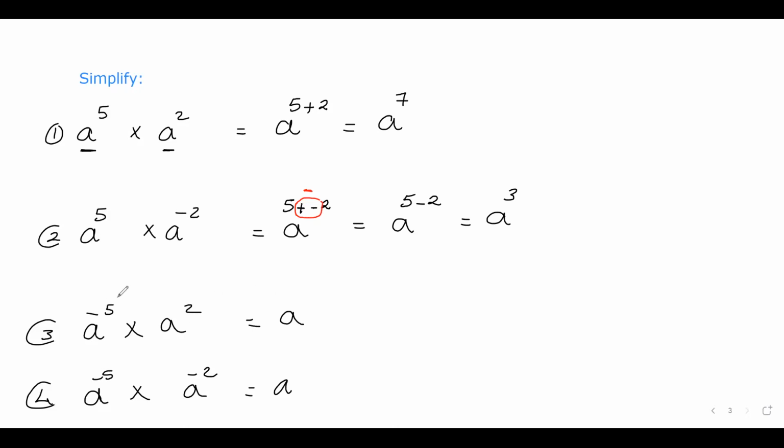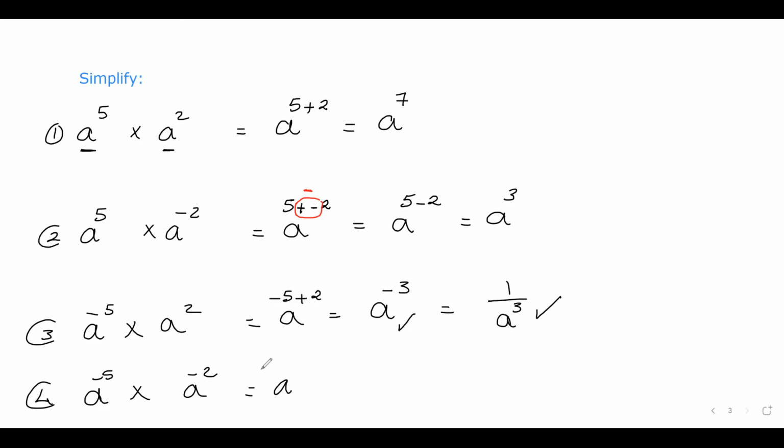The third case, I have the first power is negative, the second one is positive. I will just do it normally. The first power plus the second one, which is negative 5 plus 2 on the calculator. Please do it. It will give you a to the power of negative 3. I can leave it as a to the power of negative 3, or I can just write it as 1 over a to the power of 3. Both are accepted by Cambridge.